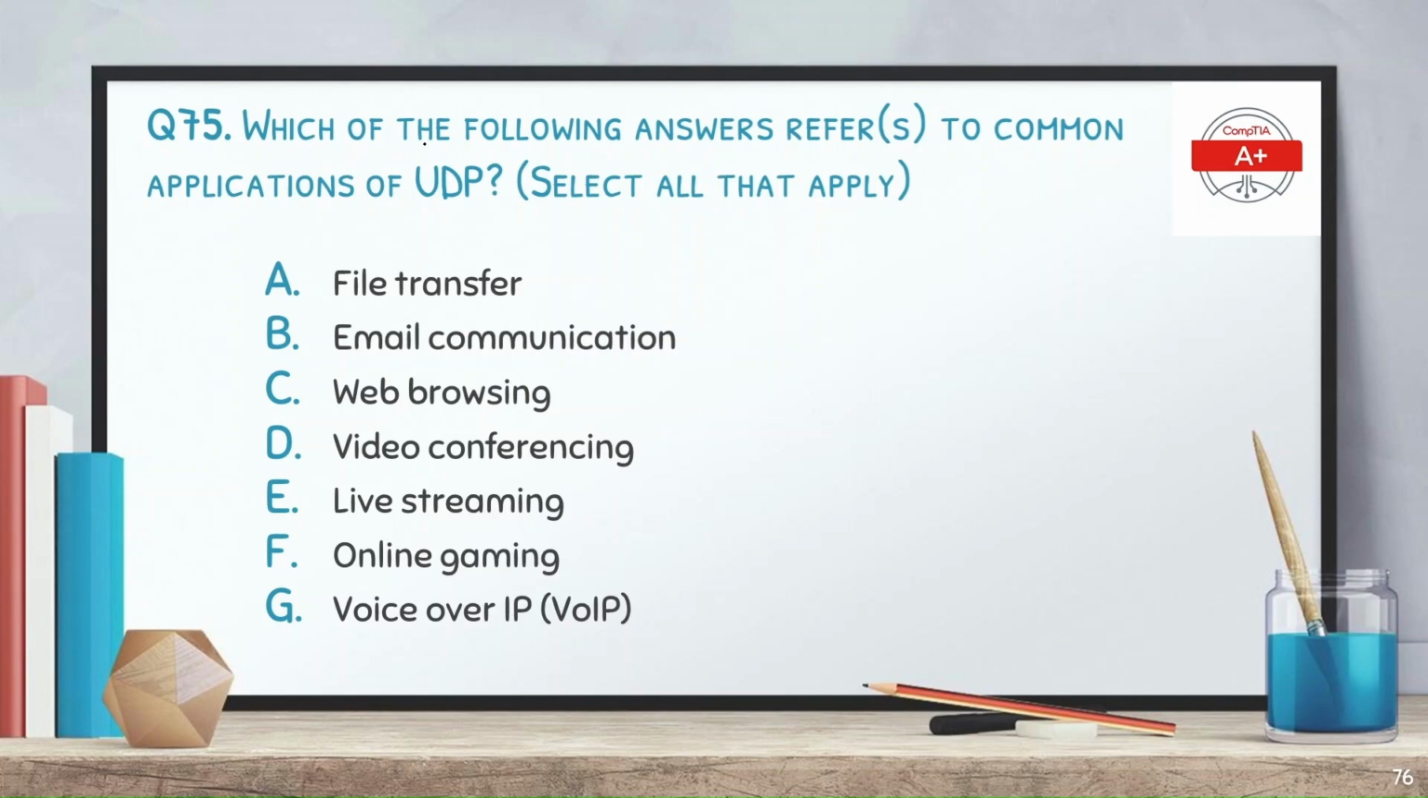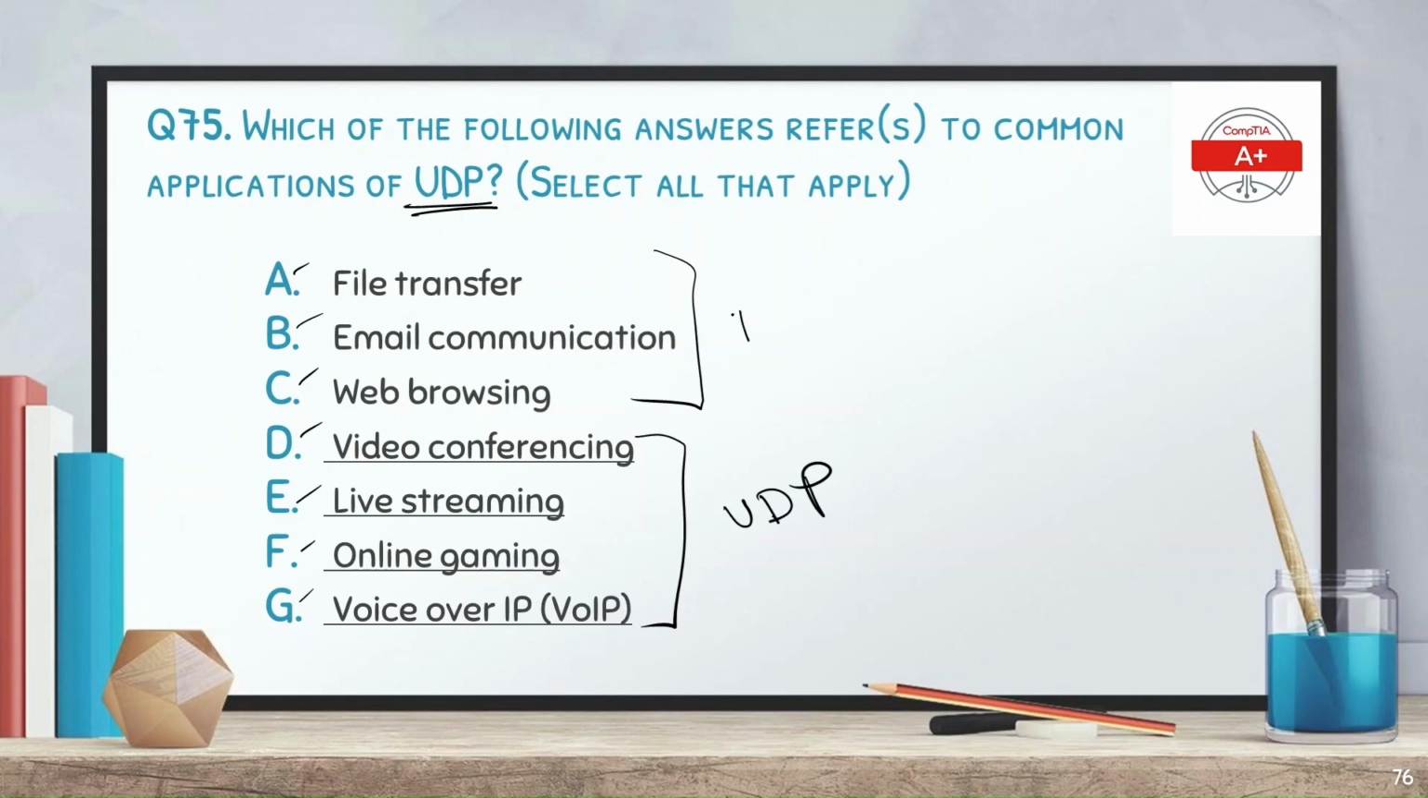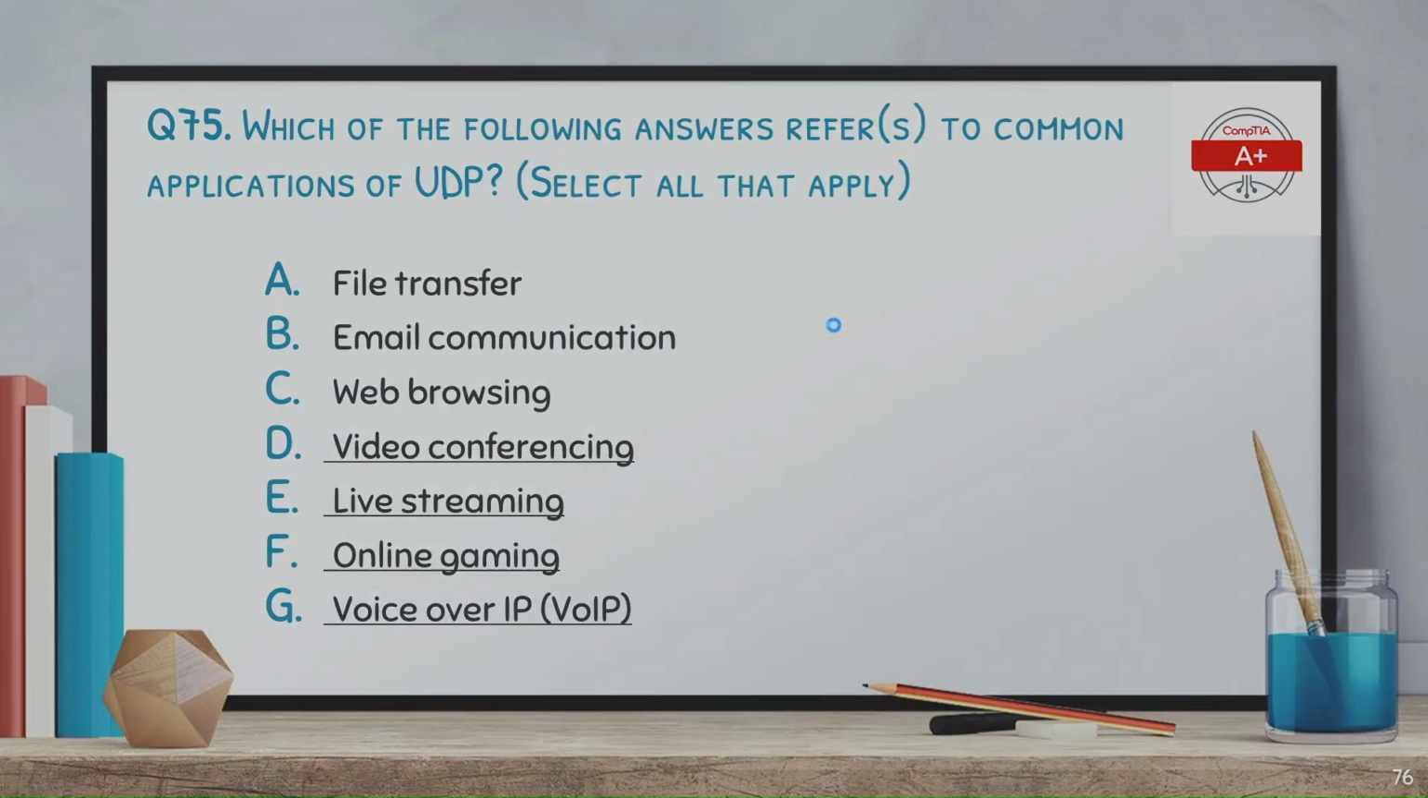Question number 75 is that which of the following answers refer to a common application of UDP? And we have to select the correct options. Again, options are A, file transfer; B, email communication; C, web browsing; D, video conferencing; E, live streaming; F, online gaming; and G, voice over IP. And the correct options are video conferencing, live streaming, online gaming, and voice over IP. These all are applications of UDP, while the top three use protocol TCP.